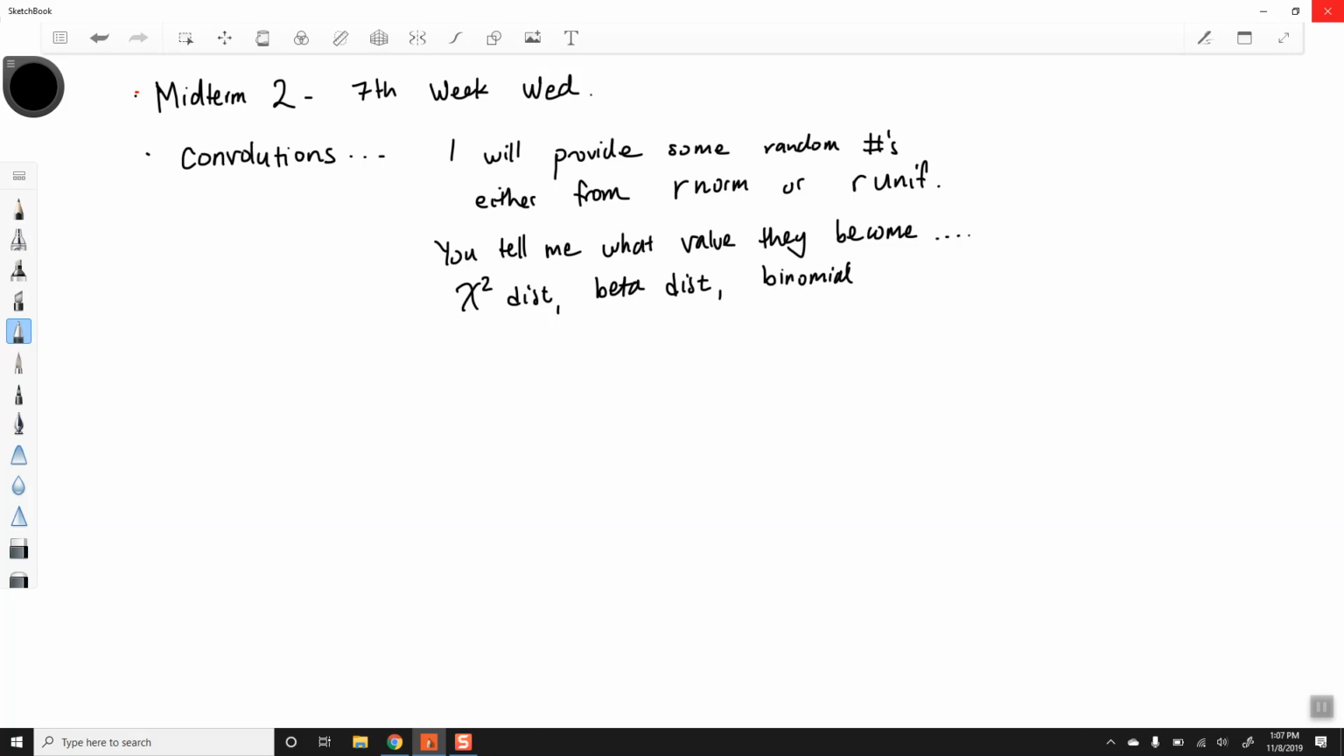So if I give you 4 values from the random normal, you should be able to tell me what random chi-squared value with 4 degrees of freedom it becomes, right? You would just take each of those random normal values, square them, and then add them up, and then now you have one random value from a chi-squared distribution with 4 degrees of freedom, okay? I think, yeah, actually, chi-squared, beta, binomial, even a t, I think is fine, right? So you're gonna have to learn a few of these relationships.